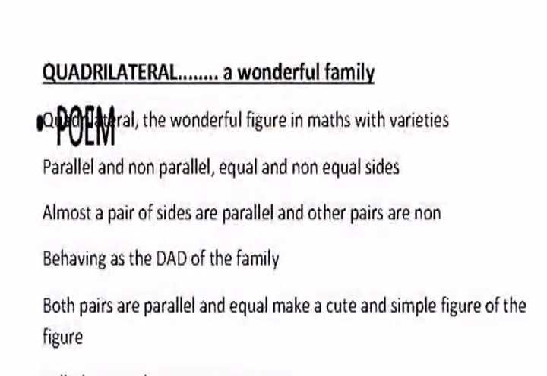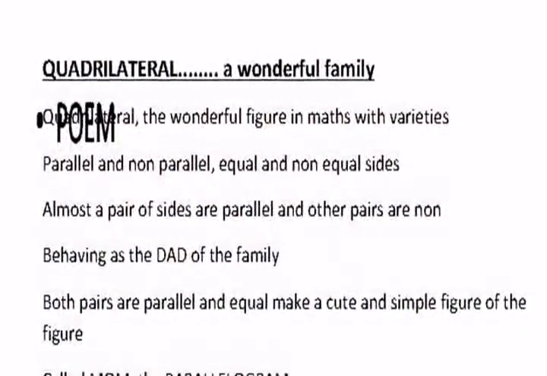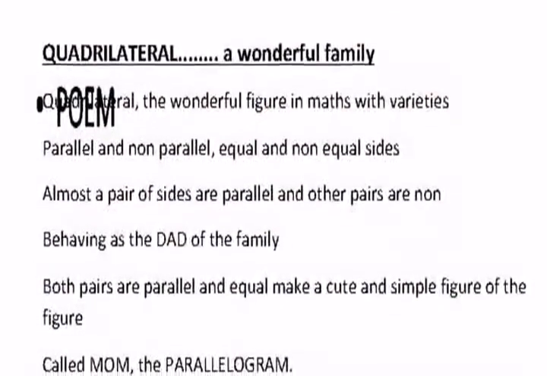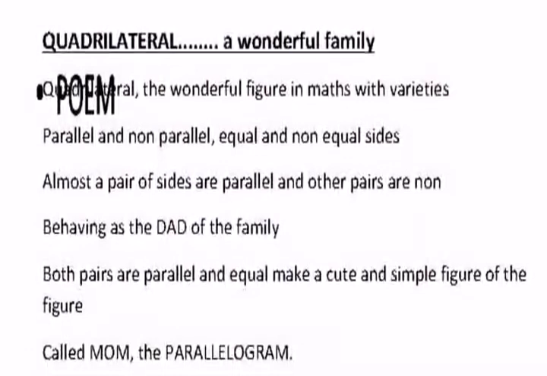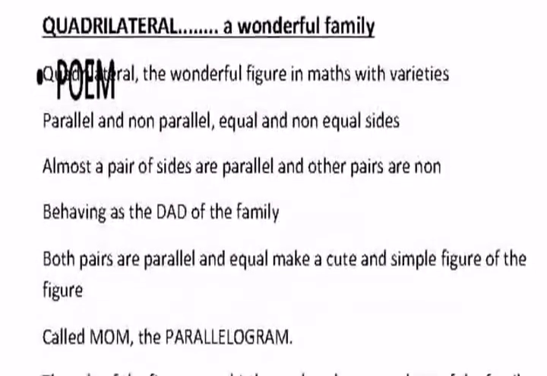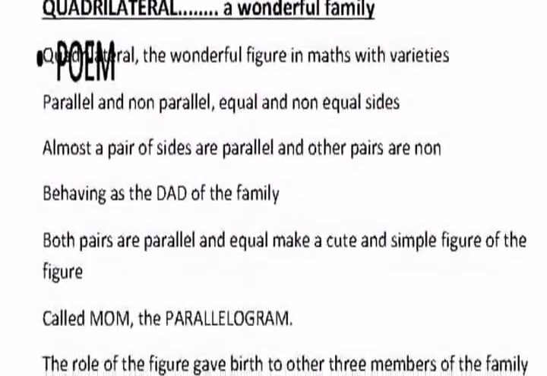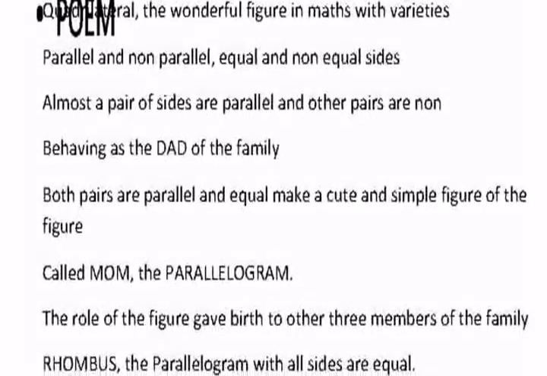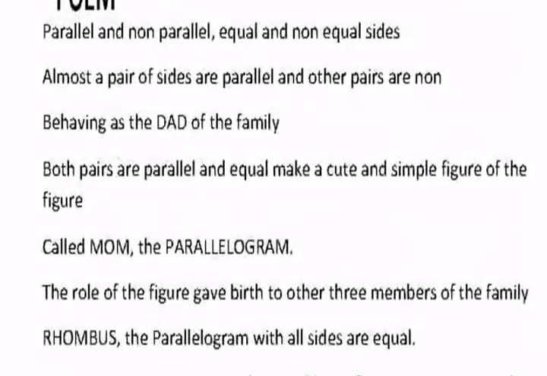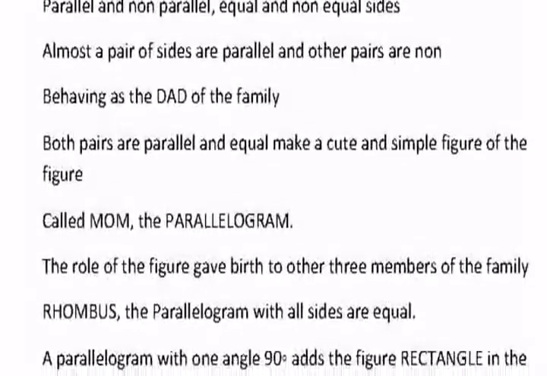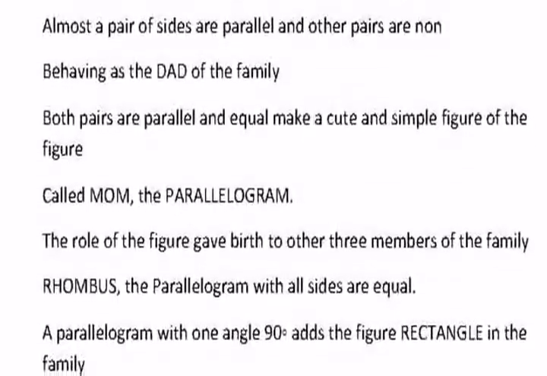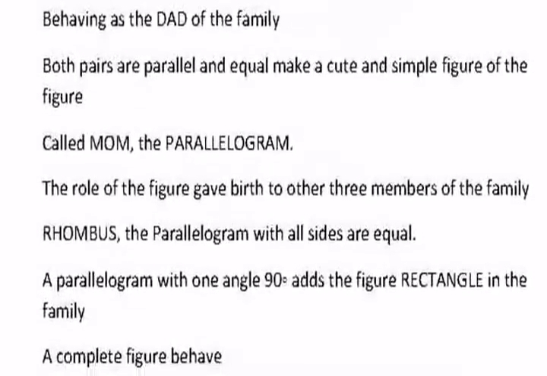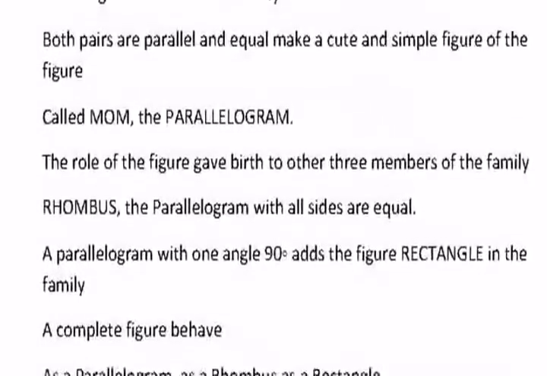So children, they can check whether the opposite sides are equal and parallel. 2 pairs of opposite sides are equal, it is a parallelogram. One definition. Second definition is a pair of opposite sides are parallel and equal. So they can experiment, they can see, they can measure whether they are equal or not. So this quadrilateral is called a parallelogram.